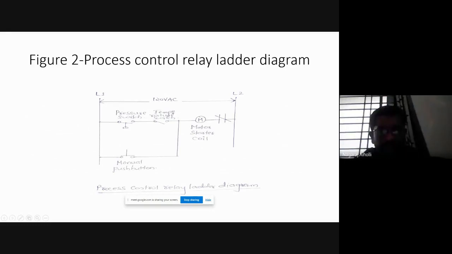So the inputs are the pressure and temperature switches. They apply the input based on the condition that is achieved. It is controlling the operation of the motor. So these come under input components, and the motor will come under the output component. Okay.